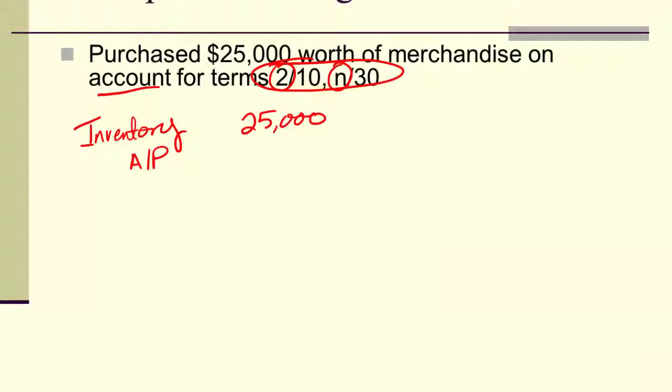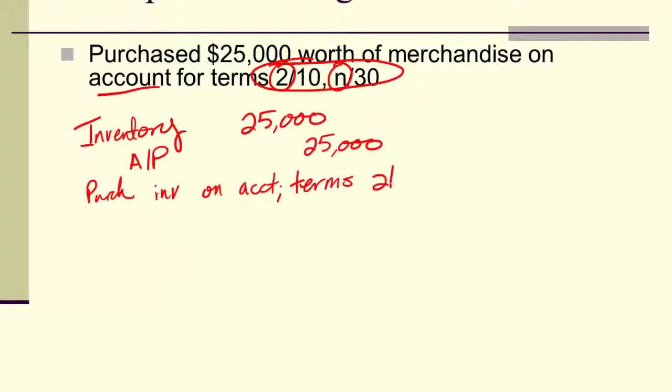The accounts payable credit is $25,000, and we're going to make a note. We're going to purchase inventory on account, terms 2/10 net 30. And we'll keep track of that so that we can try to pay in time and get that 2% discount if we have the cash for it.